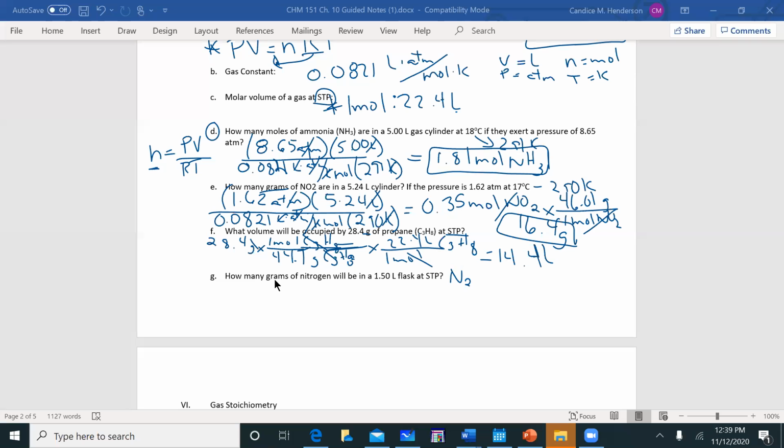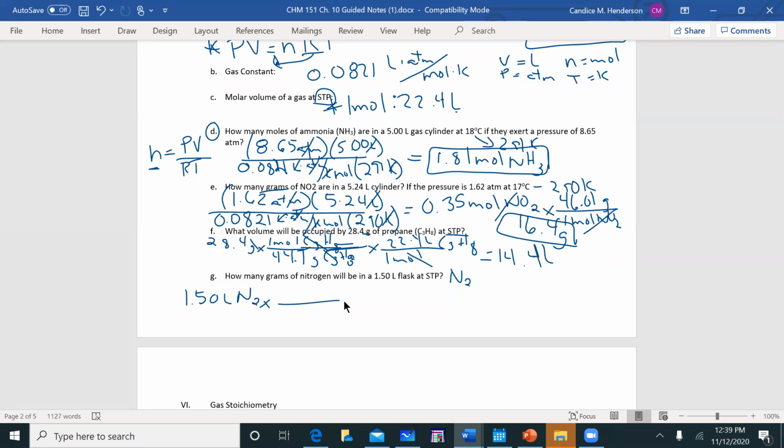All right, so this one is giving us information about the volume. It says we're at STP. So if you're at standard temperature and pressure, just give yourselves a heads up that you've got a special set of conditions that actually makes the problem a little easier. I'm going to start with my given, which is the liters. So I have 1.50 liters of, and this is specifically N2 gas.